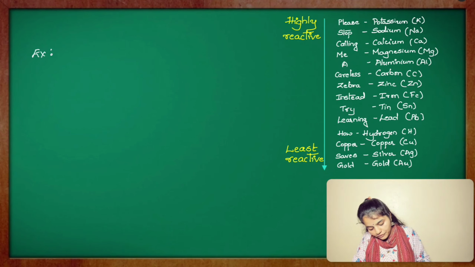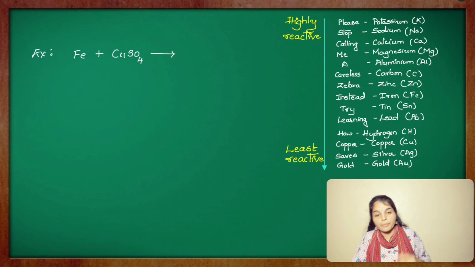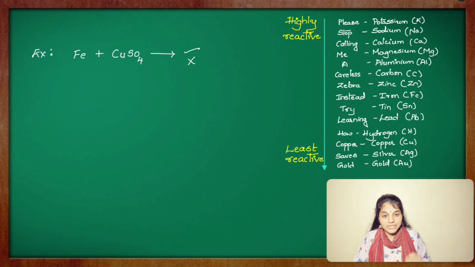Here, I consider the reaction between iron and copper sulfate solution: whether iron can displace copper from copper sulfate. This is an example of a displacement reaction, right? So the question is, can iron displace copper from copper sulfate solution? What we have to do is check whether this reaction is possible or not with the help of the reactivity series.